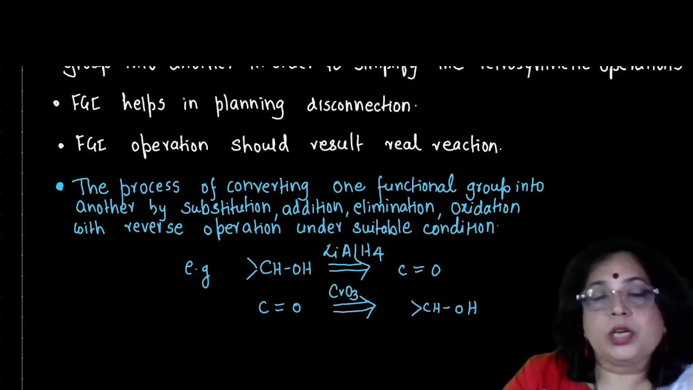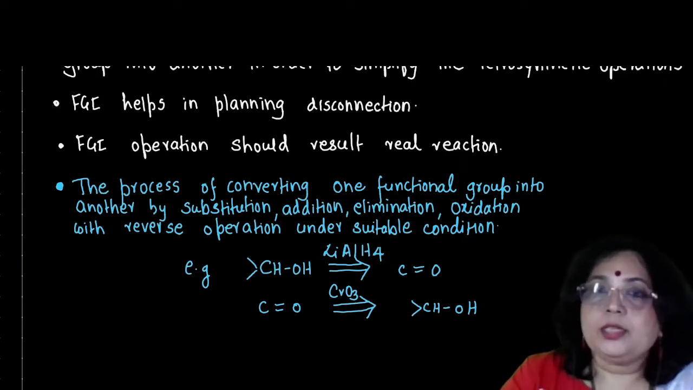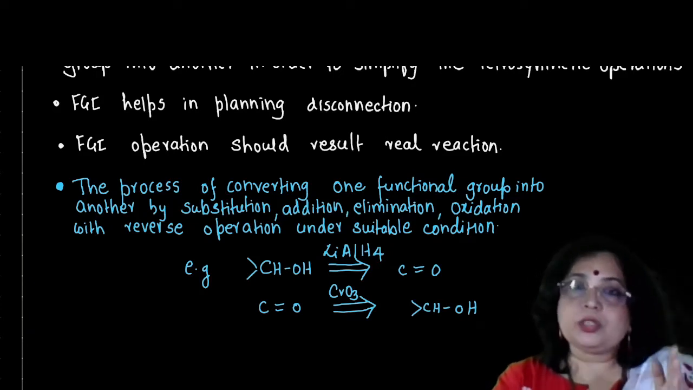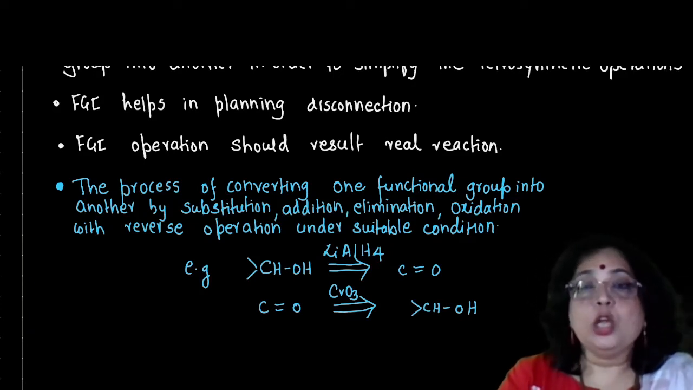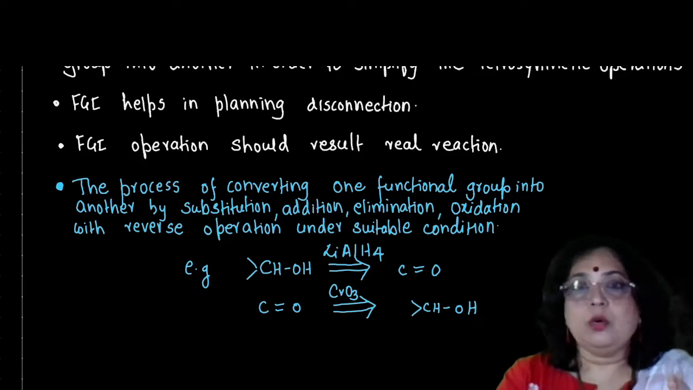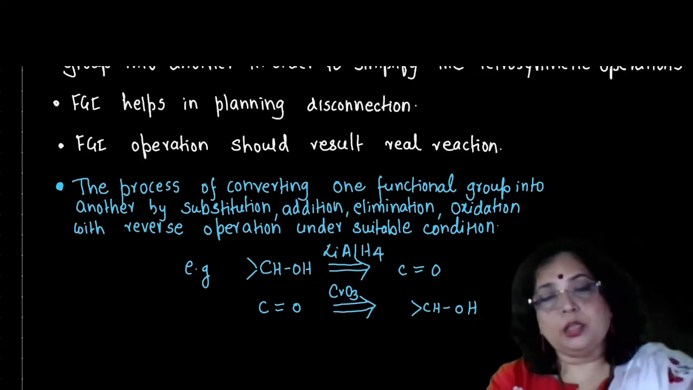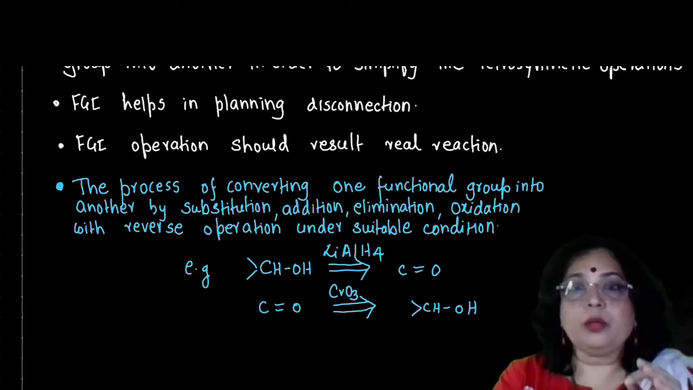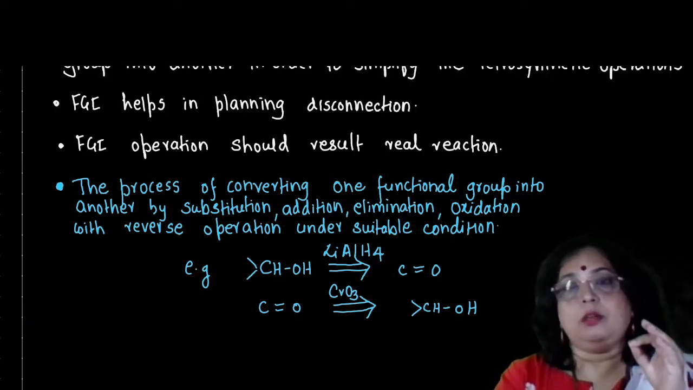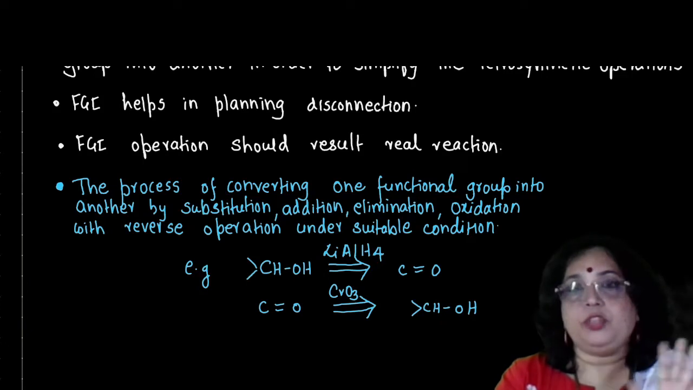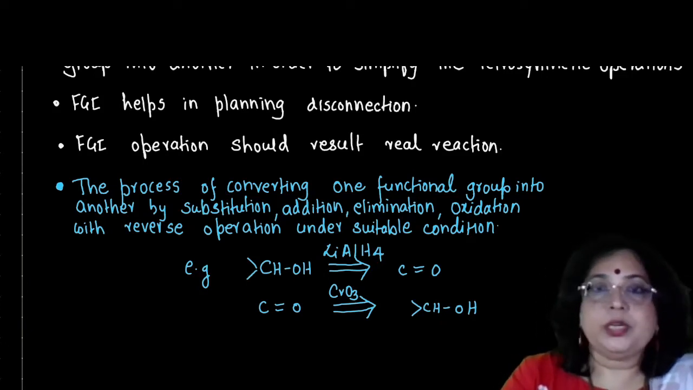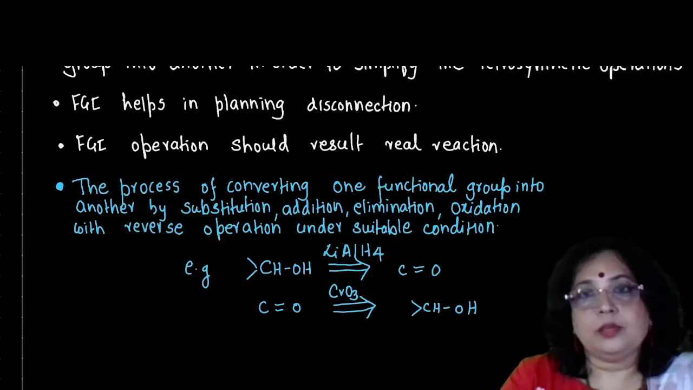The reaction conditions are very, very important. At the same time, you have to apply proper reagents, whichever reagent is necessary to convert one functional group into another functional group. That is a very important characteristic of FGI. Otherwise, you cannot proceed in the forward direction.